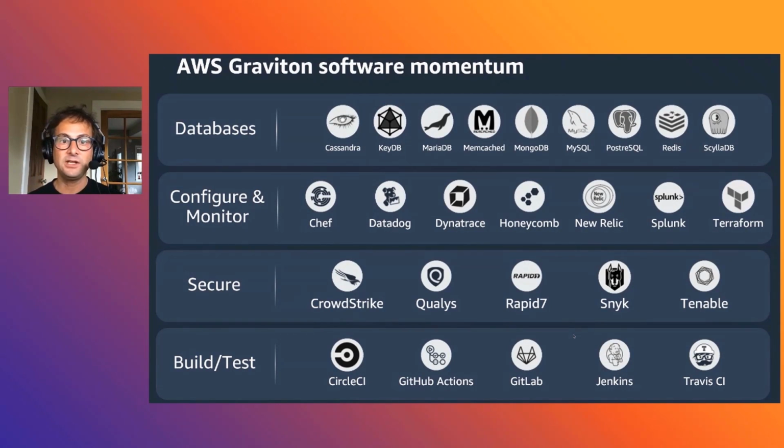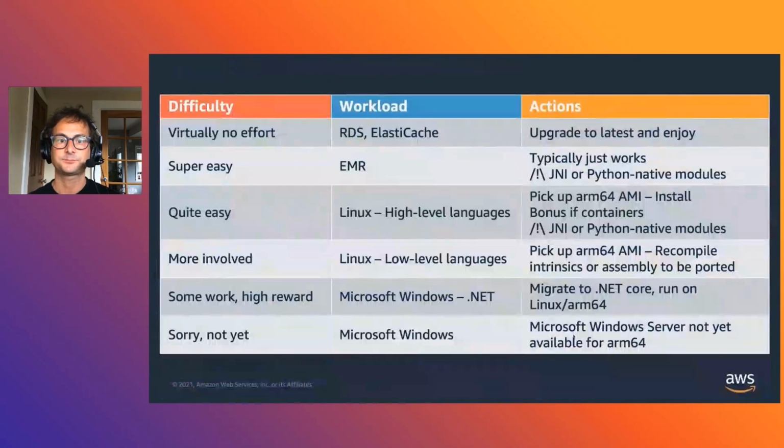On the security front, CrowdStrike has made available its security agent. We have support from Qualys and Rapid7. And finally, most of the CI/CD tools are now available for Graviton2 based instances, so they allow you to build and deploy your software.